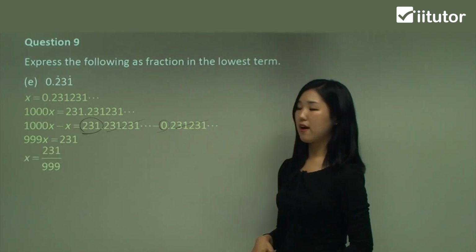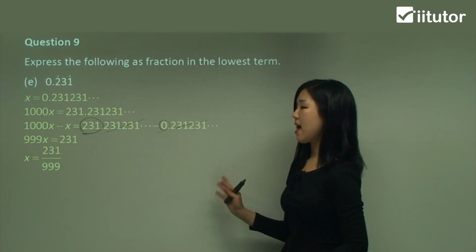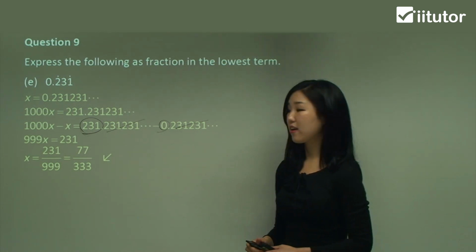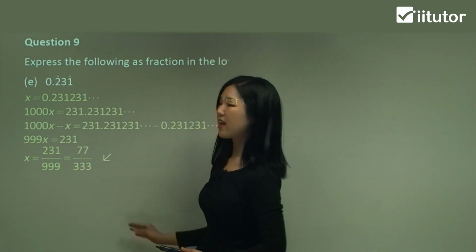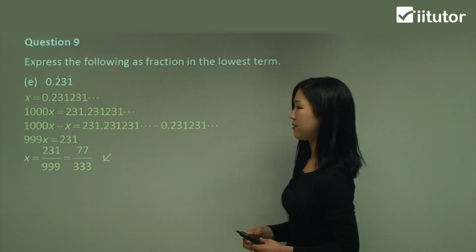So divide both sides by 999 and just simplify if you can. Okay, just by 3, because that's the common factor. And again, just check your answer in your calculator.